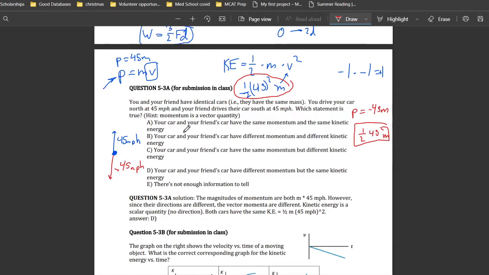And we see here, answer A says have the same momentum and kinetic energy. That's false, because that does not consider the direction at which the objects are moving. You have different momentum and different kinetic energy. That's false, because we have the same kinetic energy as we had shown in these equations. We have the same momentum but different kinetic energies. This is the most false answer. And then D, your car and your friend's car have different momentum and the same kinetic energy. That one is true. So that is why D is the answer.